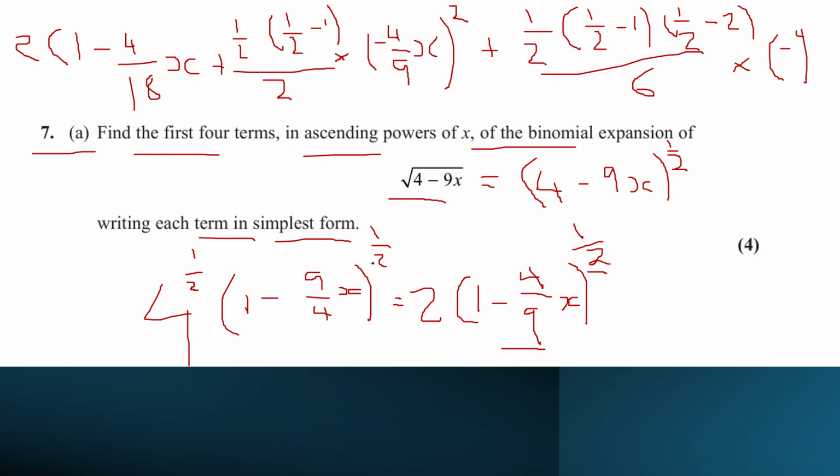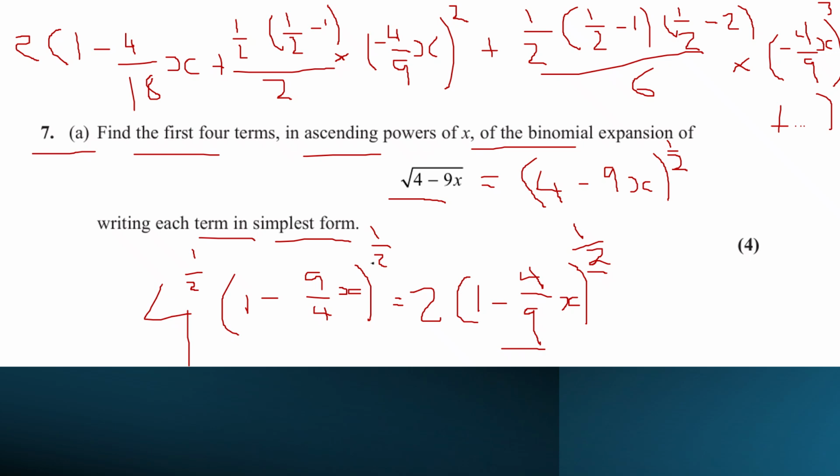Oh, I can't even write today, guys, sorry about that. Minus 9 quarters x, all cubed. And then plus dot dot dot, and then close our brackets. Now what we do now is just simplify. So I'm going to try and get my calculator out. There we go.